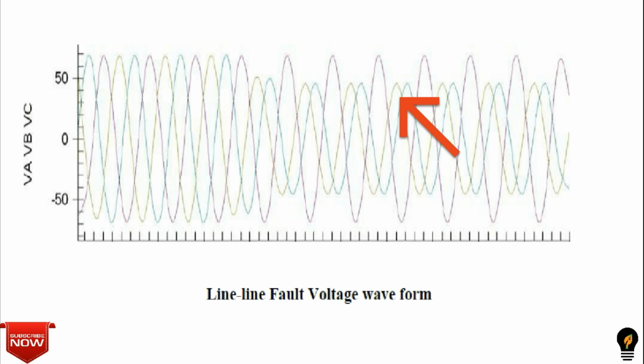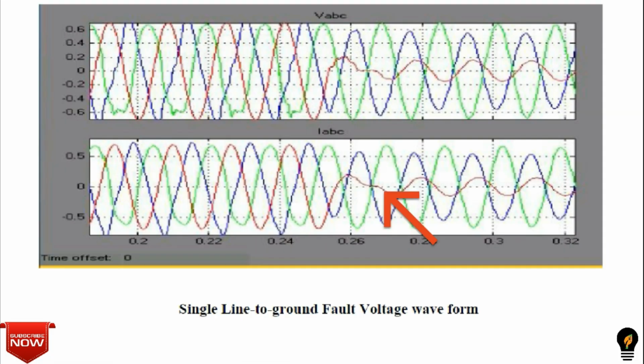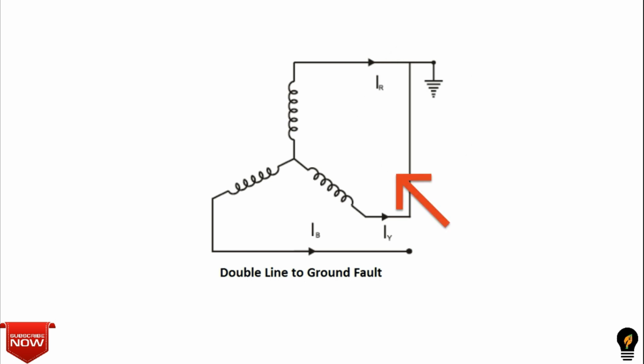Line to ground or LG fault. A short circuit between one line and ground, very often caused by physical contact. LLG fault occurs when two lines are short with ground. Here you can see the voltage drop on the lines which are shorted.